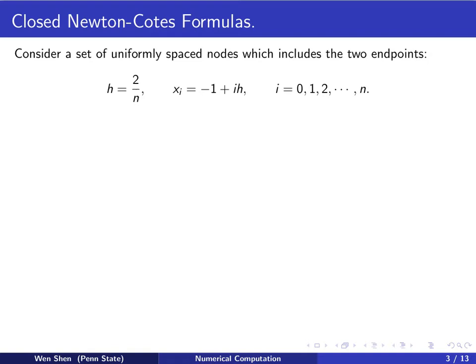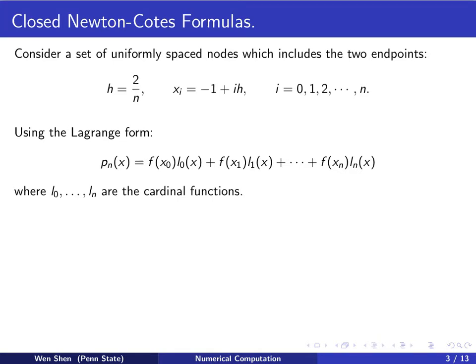We first look at the closed Newton-Cotes formulas. This is a numerical integration rule with a specific set of nodes which includes the two endpoints. So let's consider a set of uniformly spaced nodes and let h denote the interval length, which would be 2 over n, and the nodes can then be written as the left end of the interval, which is -1 plus i times h, where i runs from 0, 1 to n.